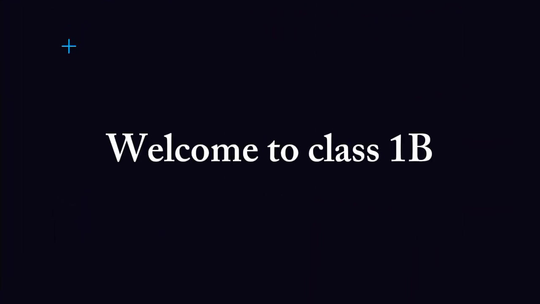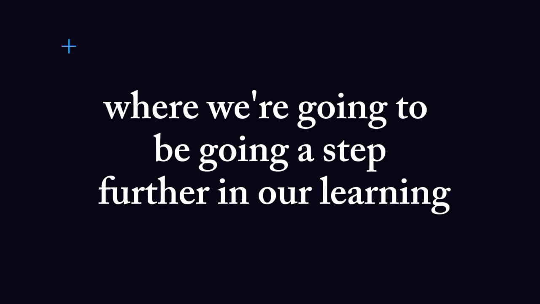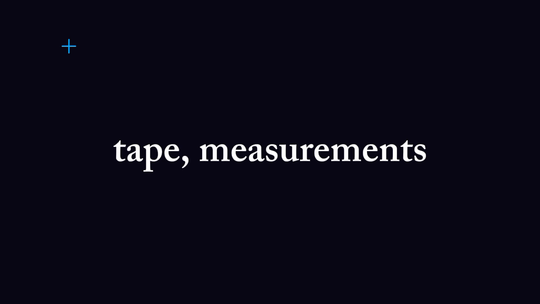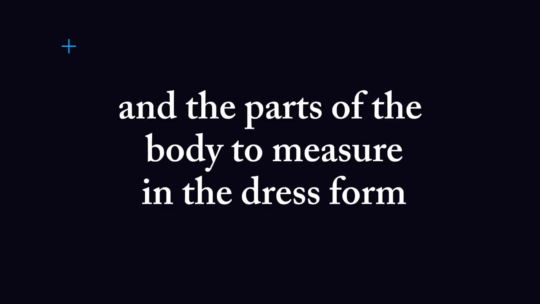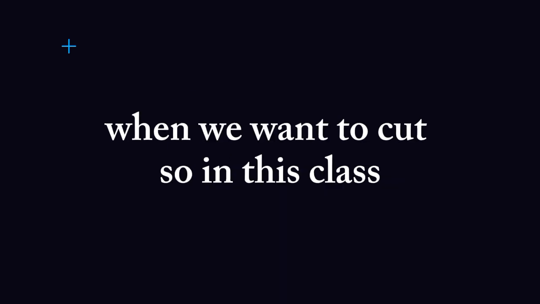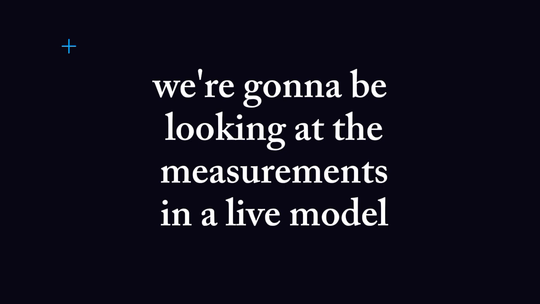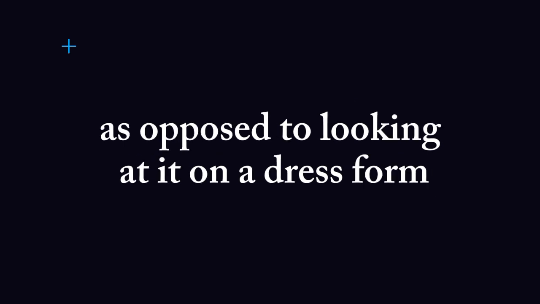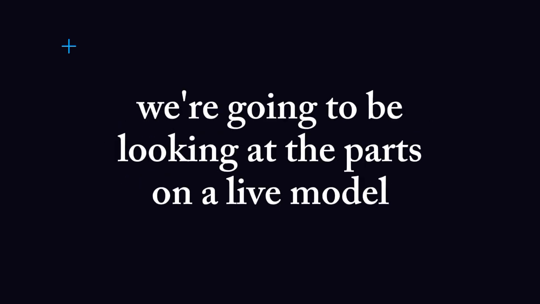Welcome to class 1B, where we're going to be going a step further in our learning. In class 1A, we were able to learn about the measurement tape, measurements, and the parts of the body to measure in the dress form. We also learned how to apply the measurement when we want to cut. So in this class, we're going to be looking at the measurements on a live model, just to reinforce our understanding of body measurements, as opposed to looking at it on a dress form. We're going to be looking at the parts on a live model.